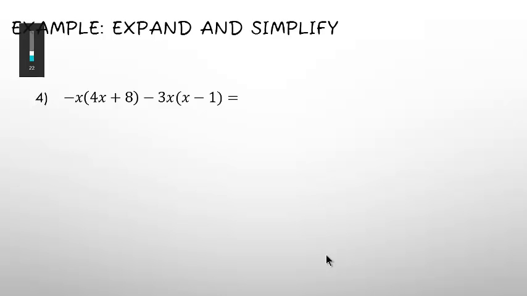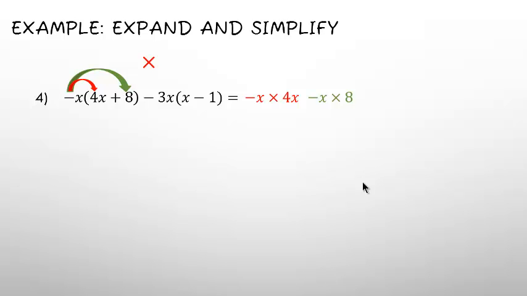Okay, for the last example, this one's got two sets of brackets to expand. It's no harder, you just need to take your time. So firstly, we start off with negative x times 4x, then we have negative x times 8, then we come further along in the expression and we have minus 3x times x and negative 3x times negative 1. Now what we can do is we can clean all that up.